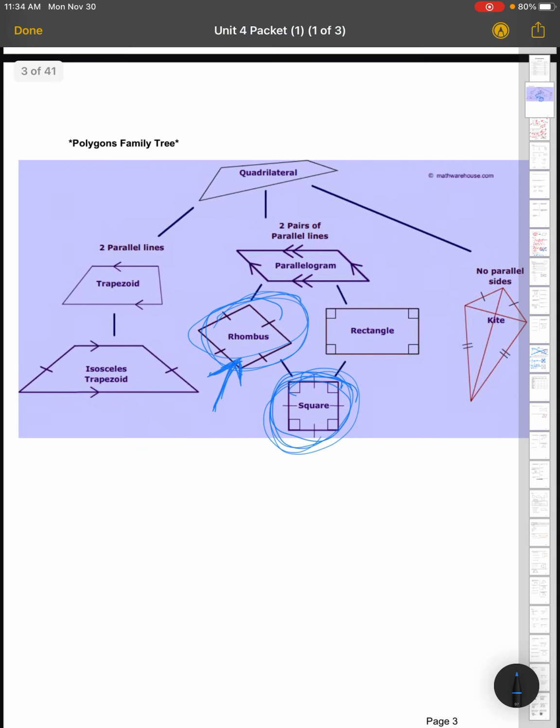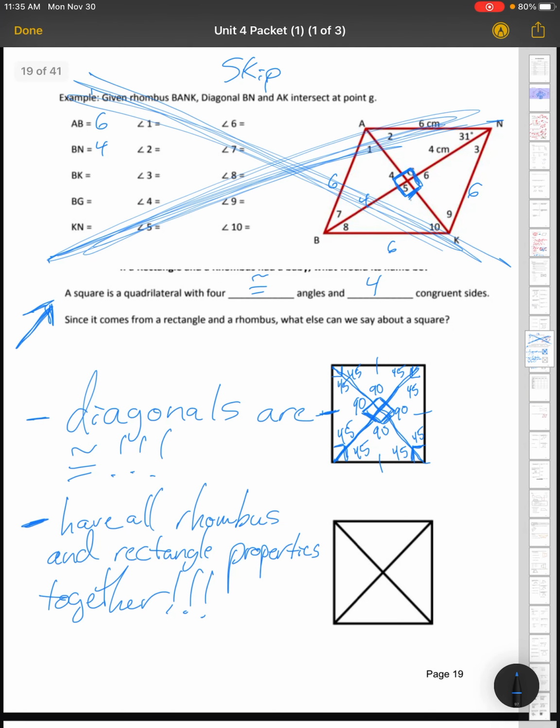So again, if we look at our flow chart, the parallelogram had those properties, the five we mentioned at the top. Then we had our separate properties for the rectangle. We had that the diagonals were congruent and four right angles. And then for the rhombus, we had that the diagonals bisect the angles and also create right angles where they intersect. So now, to make the square, we are combining those properties. The diagonals are congruent and also create right angles and also bisect these angles here. So again, the square is a combination of properties between the rectangle and the rhombus.